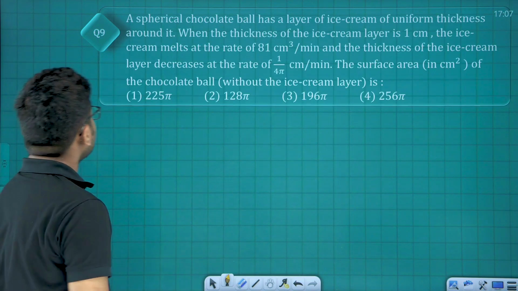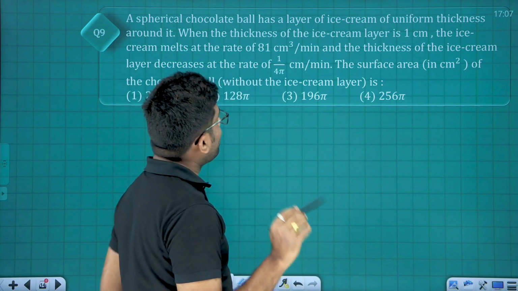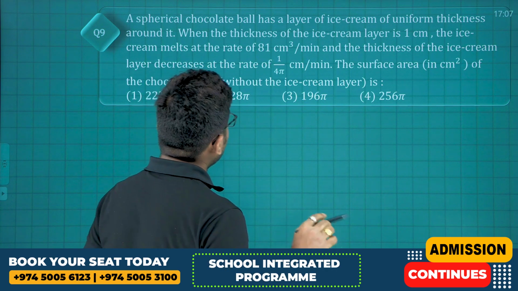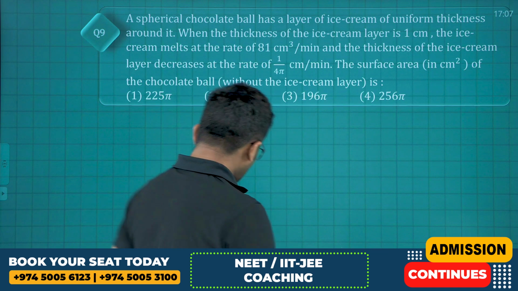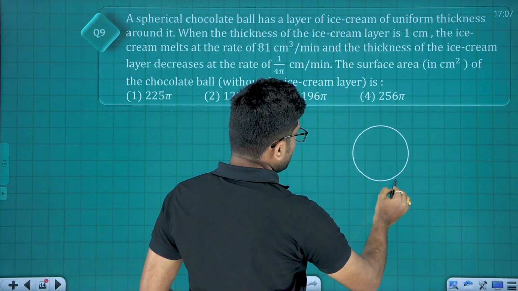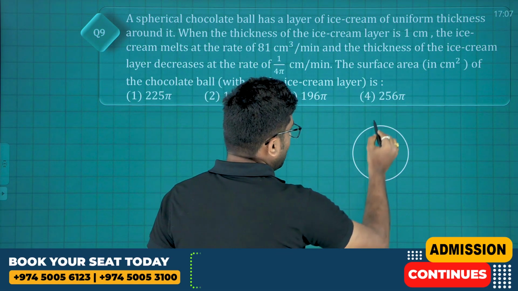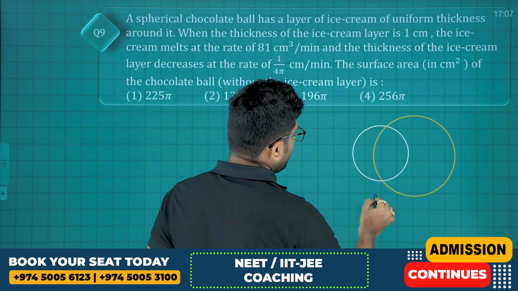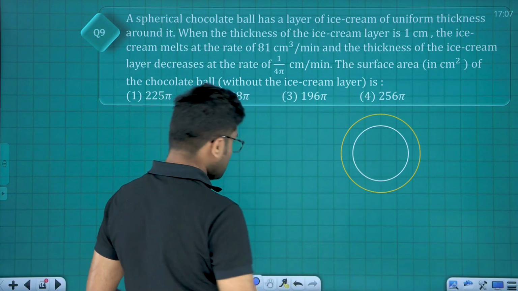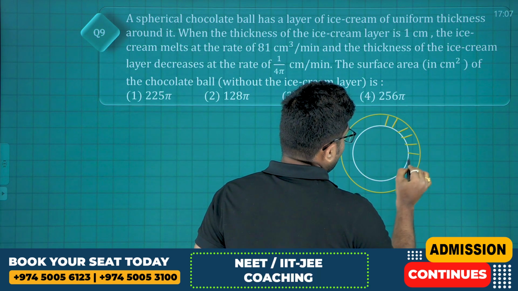Next question. A spherical chocolate has a layer of ice cream of uniform thickness around it. When the thickness of the ice cream layer is 1 centimeter, you know spherical chocolate. So if this is some spherical chocolate, there is a layer of ice cream around this spherical chocolate. Let's say this is our ice cream, like circular ring.